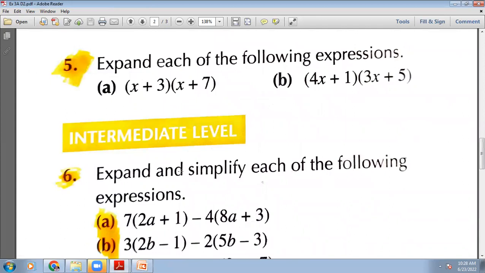The B part of question number 5: 4x plus 1 in one bracket and 3x plus 5 in the other bracket. The rule is the same. You have to expand this expression. So this will multiply with both these members, then this plus 1 will multiply with both these members. So let's see how I have done this.